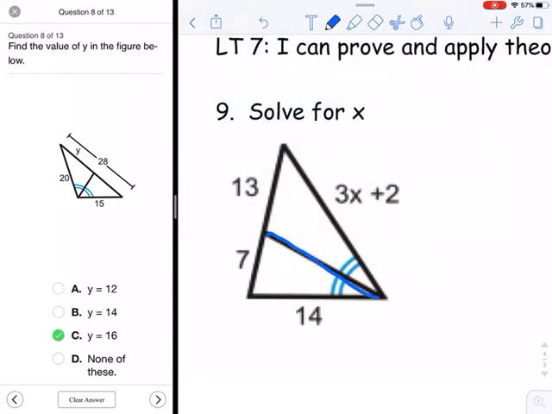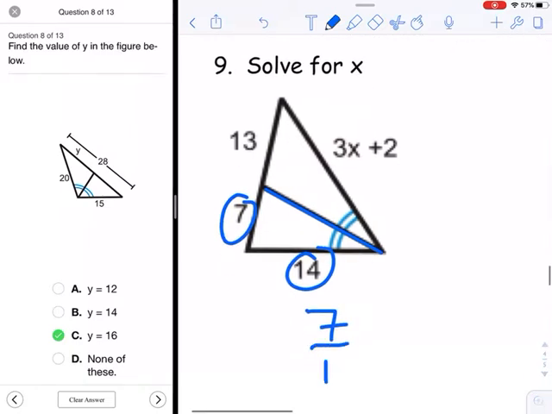All right. This one's not as bad. You got this angle bisector. So I'm going to say 7 over 14.